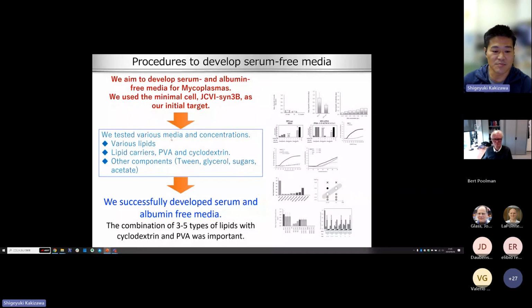We tested various media and concentrations, including lipid carriers such as BSA, polyvinyl alcohol, and cyclodextrin, and other components, including the detergent Tween, glycerol, sugars, acetate, and so on. Today, I will skip all of these trials, but finally, we successfully developed serum and albumin-free media for Syn3B. We found that the combination of 3 to 5 types of lipids with cyclodextrin and PVA was really important.